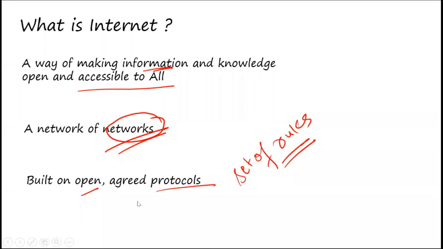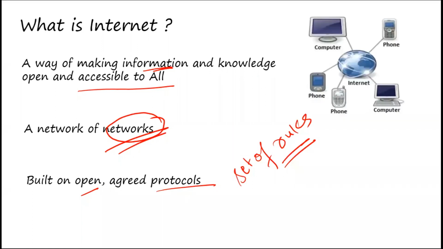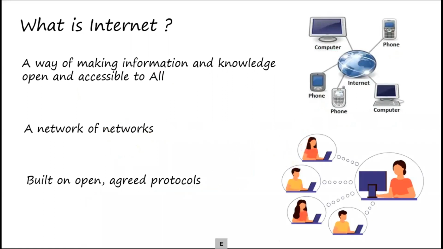So now, if we define internet in a small definition, I would say it is a way for all machines to communicate with each other. So what is simply an internet? It is a way through which machines can communicate with each other. And now, if machines can communicate, it enables humans to communicate with each other. So because machines can communicate, with the help of machines, we as humans can communicate with each other. And that's very important point.